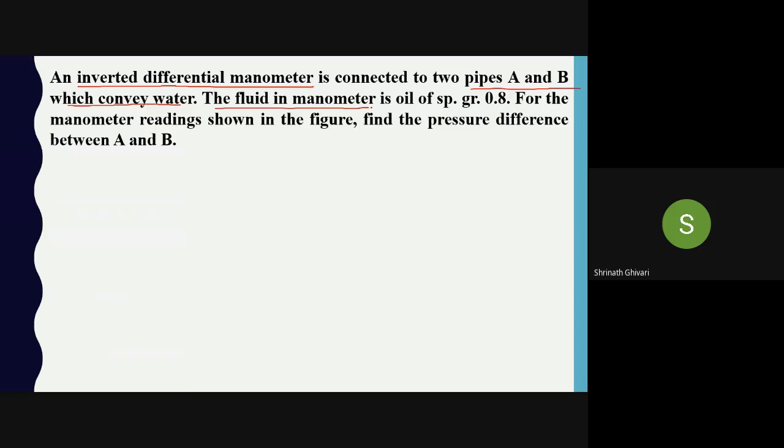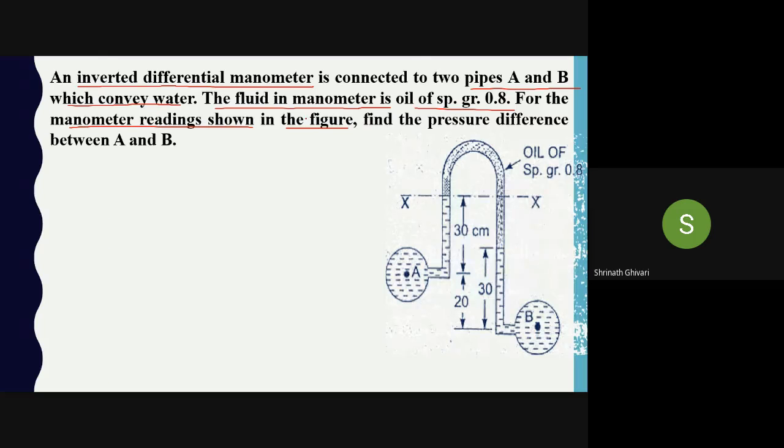The fluid in the manometer is oil of specific gravity 0.8. For the manometer reading shown in the figure, this is the figure, find the pressure difference between A and B. What you have to find? You have to find PA minus PB.